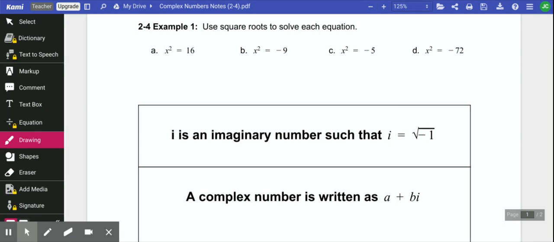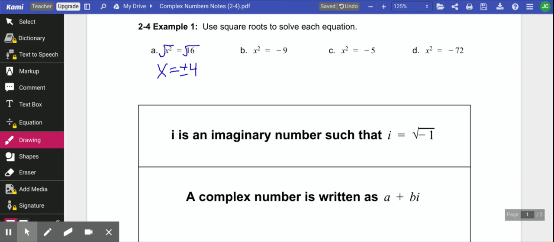So we want to solve this equation. So let's look at this first one. X squared equals 16. Well, we know to solve for x, we're going to take the square root of both sides. And remember, anytime you introduce the square root into the problem, you need a plus or minus. So our answer is plus or minus 4.